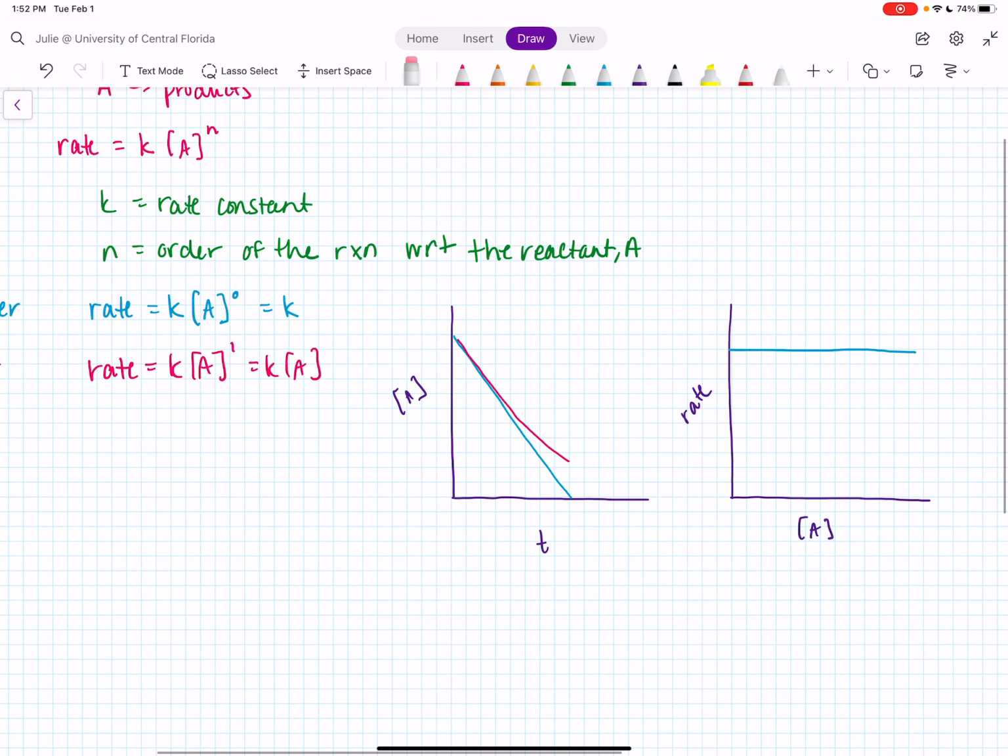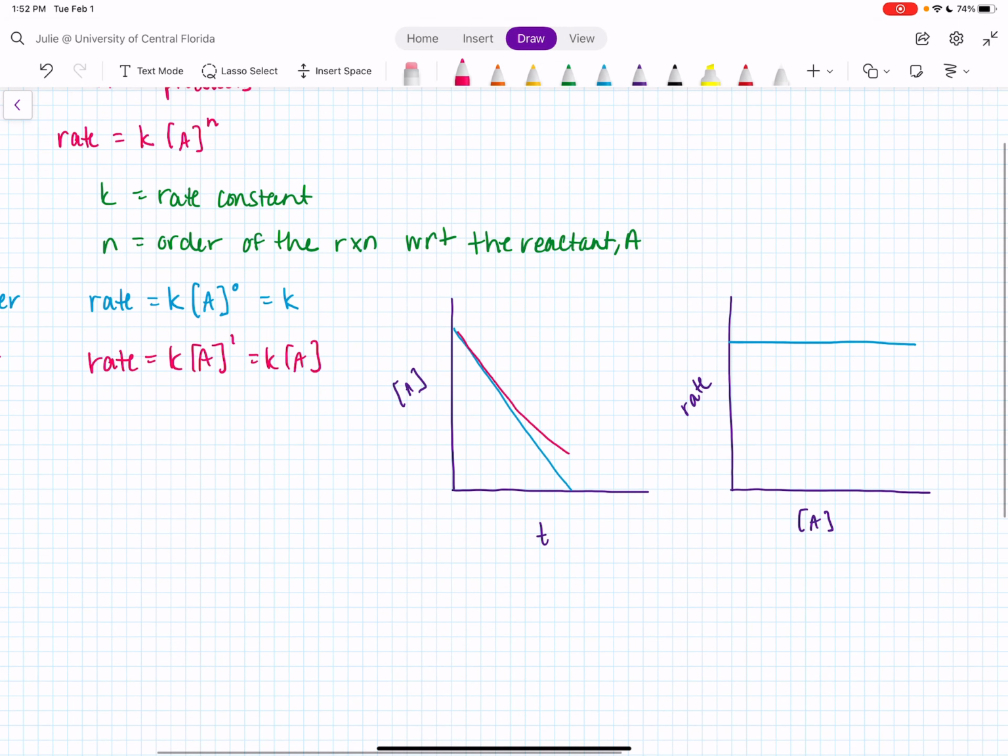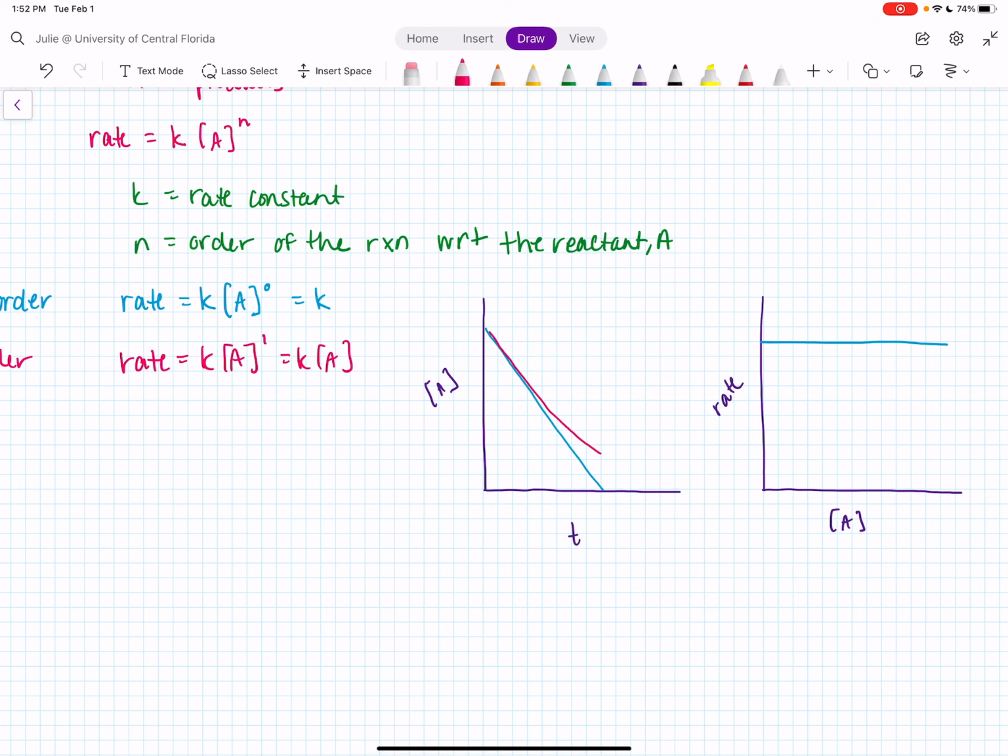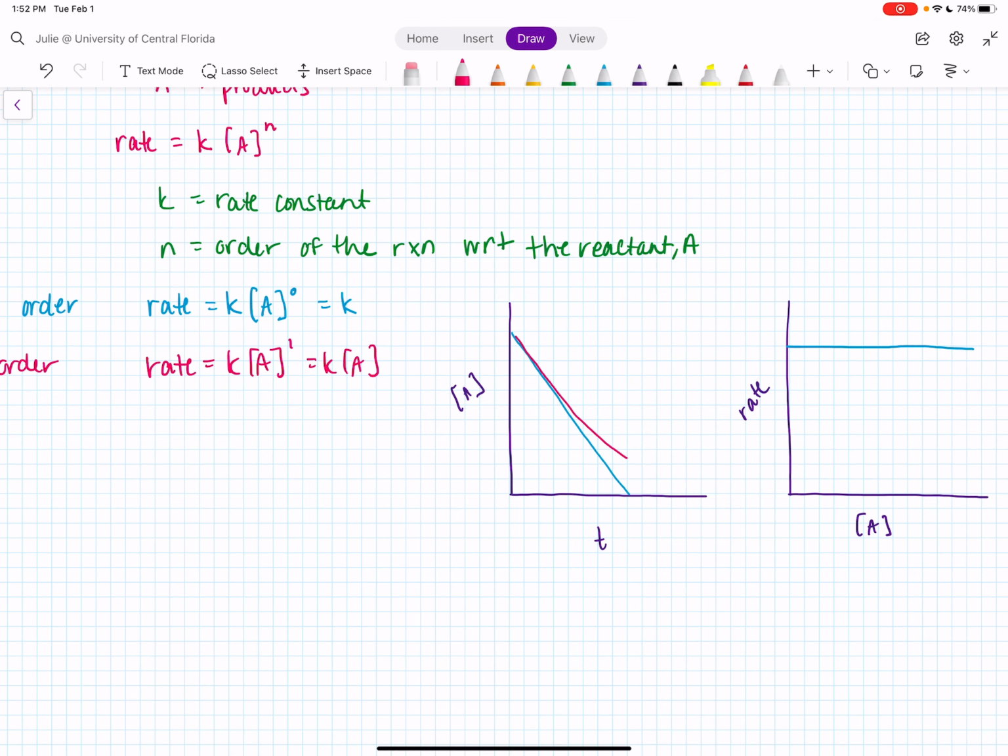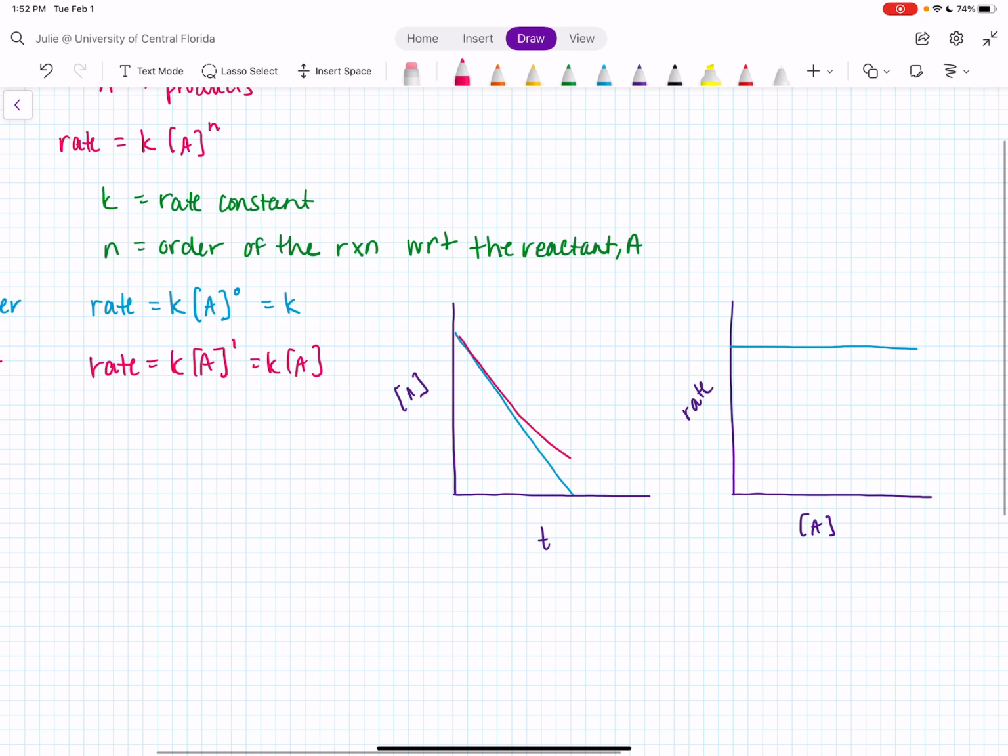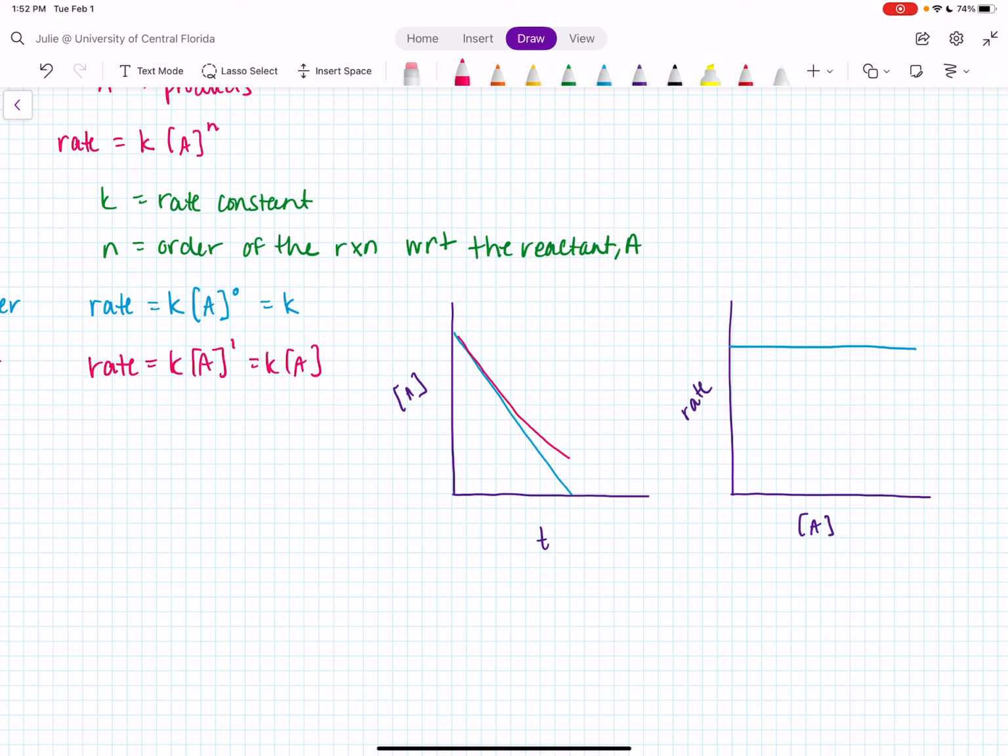Now let's look at the rate versus the concentration. Again, if I look at this mathematical relationship on the left, rate is equal to the rate constant times the concentration of A, there's a direct relationship, right? And so what I'm going to see is that as the concentration of A increases, the rate of the reaction increases with a linear relationship.